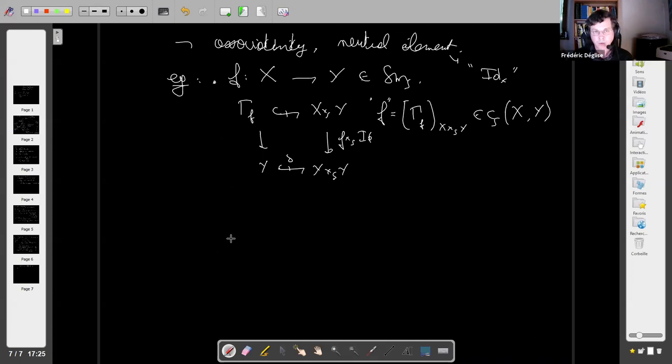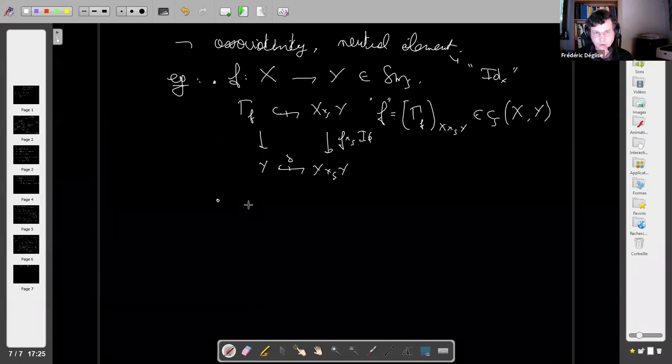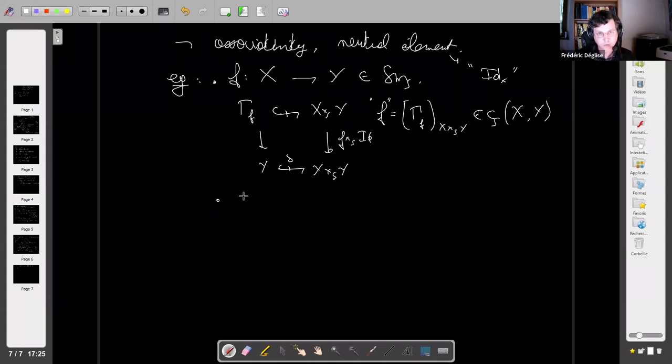Okay, but I have another interesting example of finite correspondence. If now you assume that f is finite, and say equidimensional.